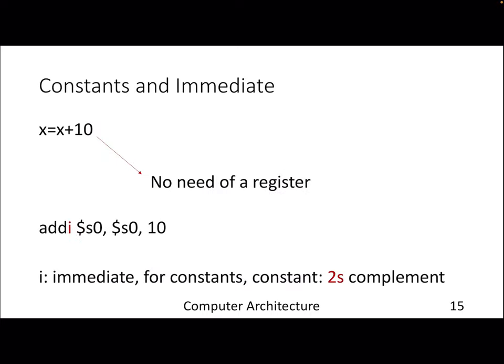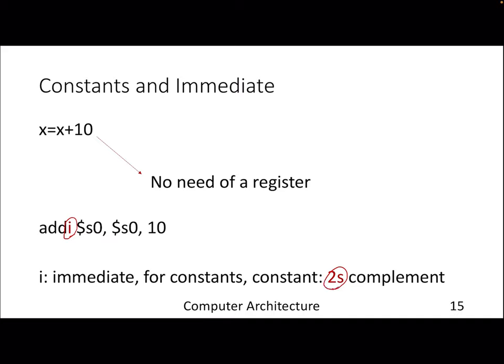Okay, so we also use constants in our program. So as a programmer, you will need a way to inform the processor that I'm actually dealing with constants. So for that, MIPS ISA has instructions that end with I, which means immediate. So this denotes that your instruction will have some constants, and the constants will be in the 2's complement form.